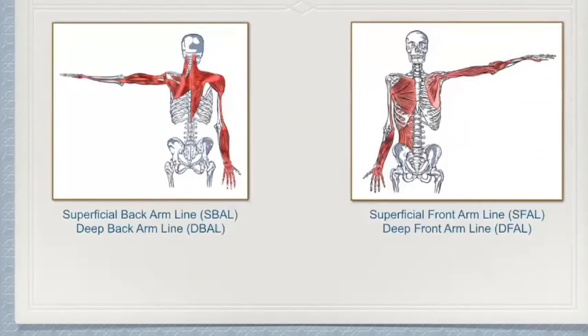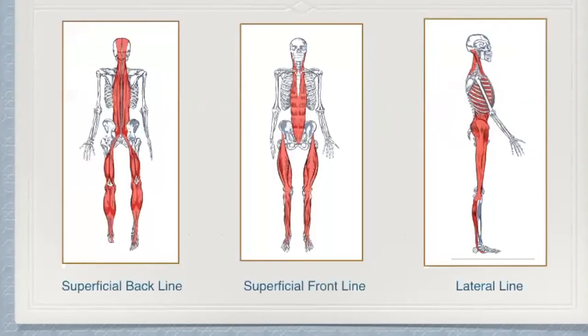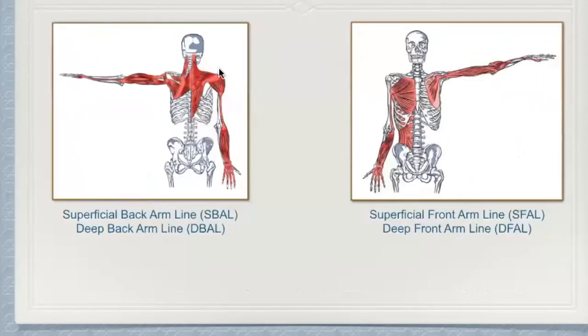Let's go back to, where do I want to go next? Okay, so we spoke about this superficial back arm line. This is one of the primary ones. We can also see how this deep back arm line is equivalent to the small intestine meridian, how it gets to these deeper muscles, how it gets to the rhomboids, the levator scapulae, the scapularis.